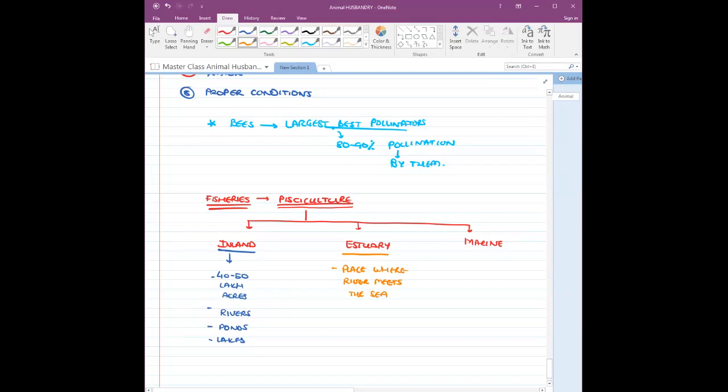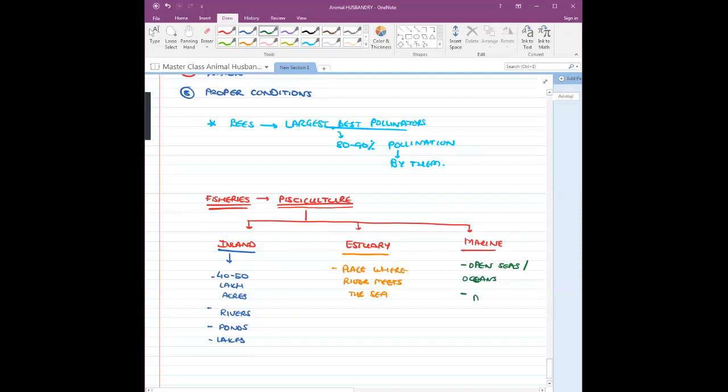And after that, guys, we have your marine fisheries. This is going to be the maximum one that we generally follow. This is going to be followed in your open seas, open oceans, and so on. And as I said, we have an extensive coastline, so along the coastline you're going to have this happening.